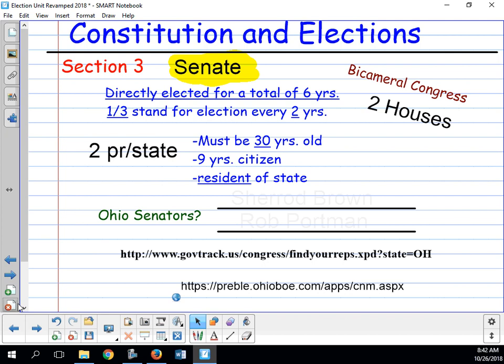Okay. Now, who are our senators? Sherrod Brown and Rob Portman. Sherrod Brown and Rob Portman. Yeah. Sherrod Brown and Rob Portman. Very good.